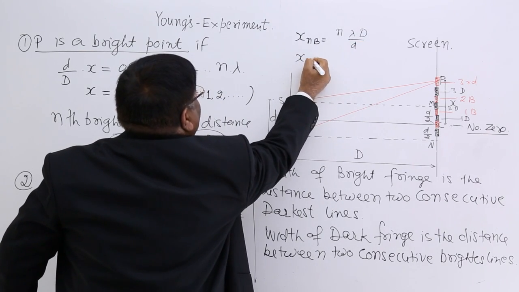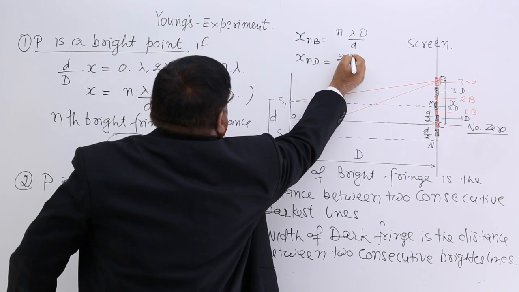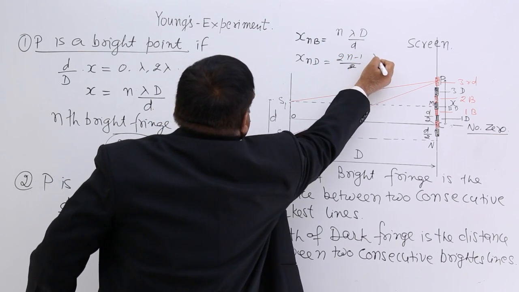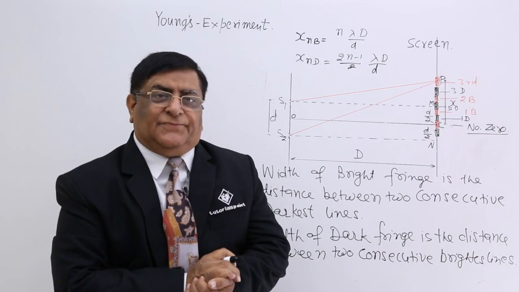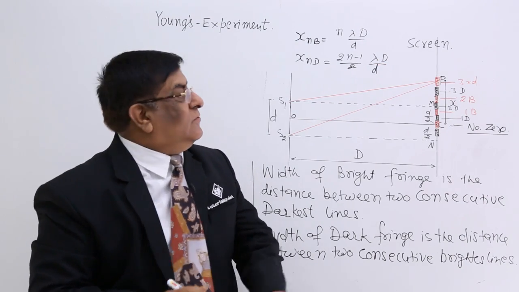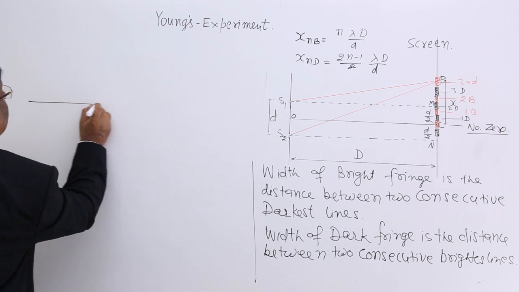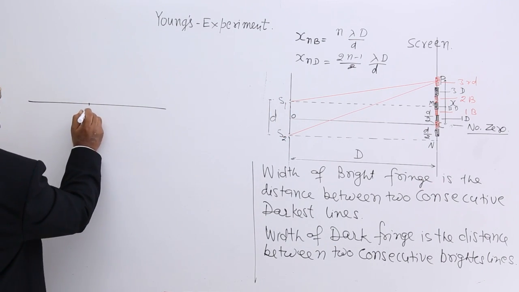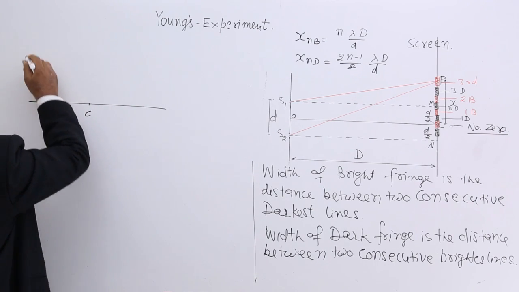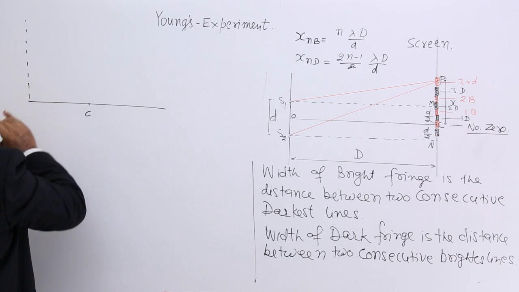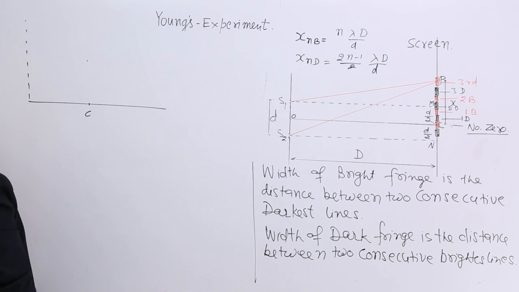X for the nth dark fringe is equal to (2n minus 1) upon 2 times lambda D by d. Okay. We make a graph for the brightness versus this distance. Here is the point C, the central point, and the height will show the brightness. At point C, the brightness is maximum.